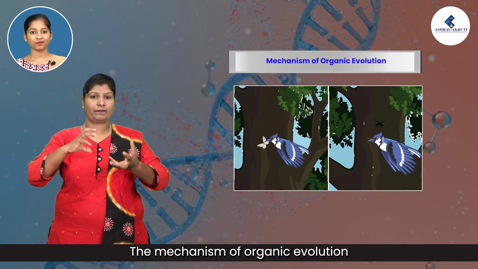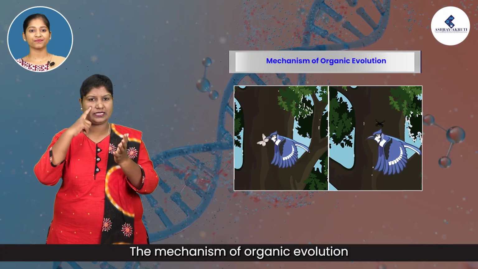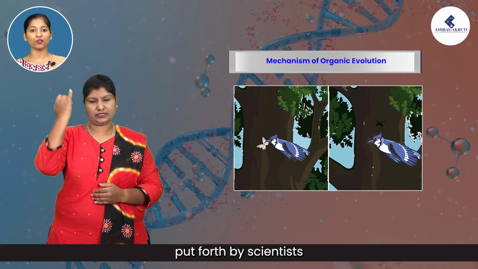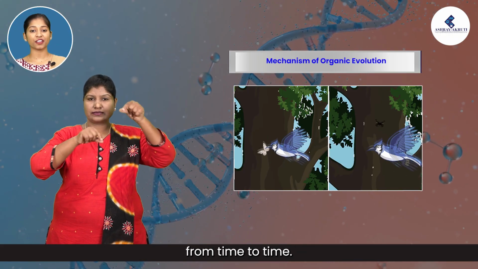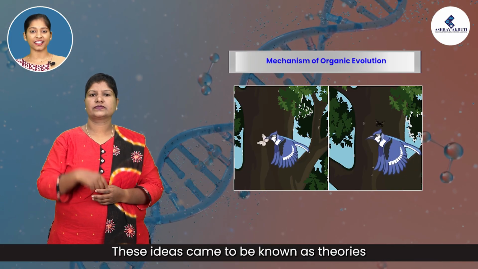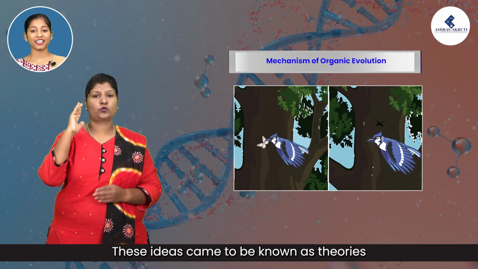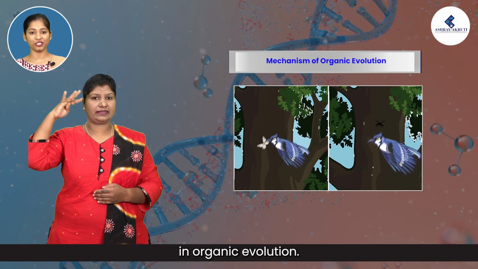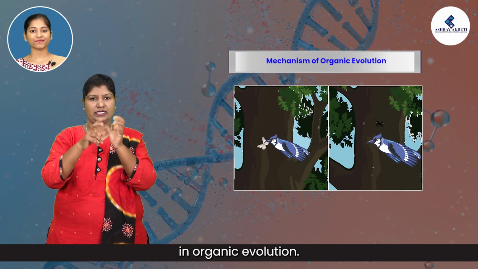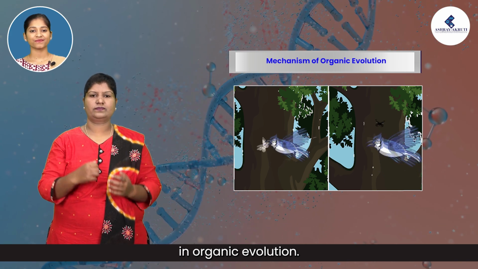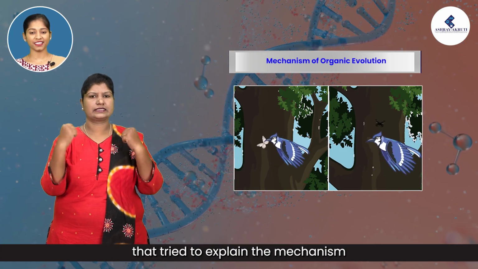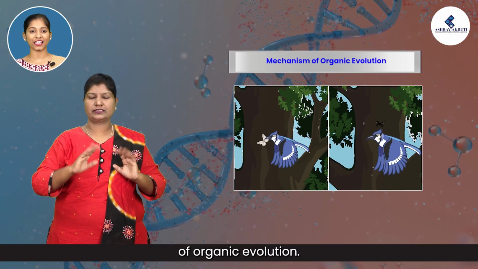The mechanism of organic evolution has been explained by ideas put forth by scientists from time to time. These ideas came to be known as theories in organic evolution. Following are some of the theories that try to explain the mechanism of organic evolution.